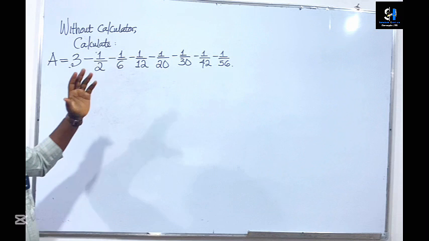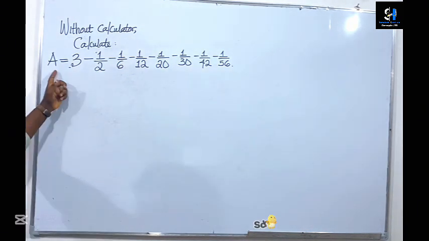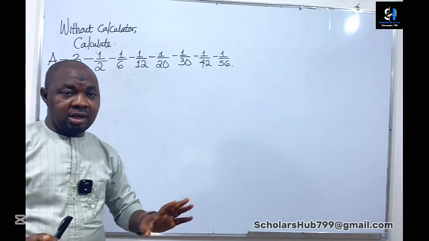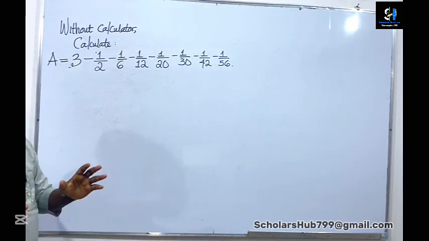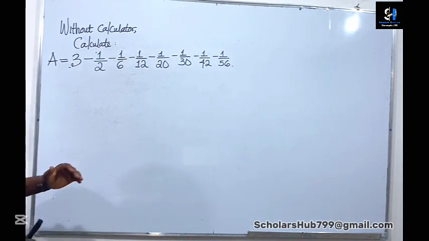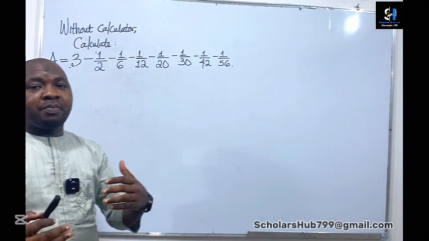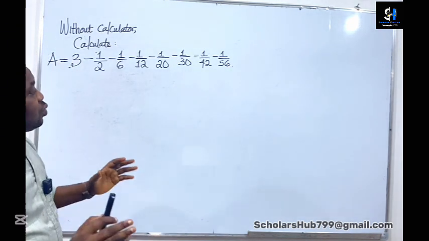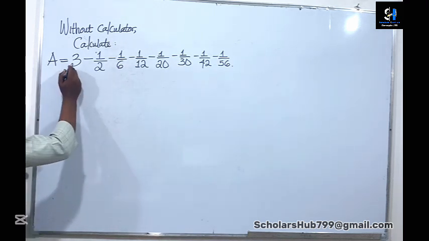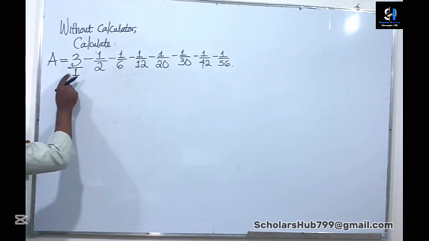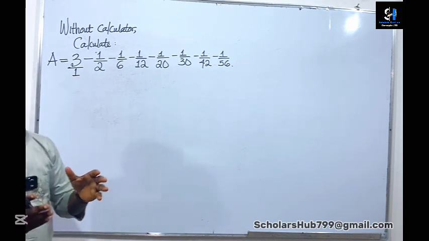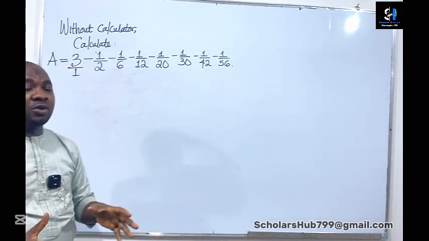Now, without a calculator, let's calculate the value of A. The first thing we need to do in this case is to observe carefully the denominator in what we are given. That is, we need to observe the patterns in the denominator. If I consider this 3 to be a fraction, I can write it as 3 over 1. So I need to first observe the patterns in the denominator.